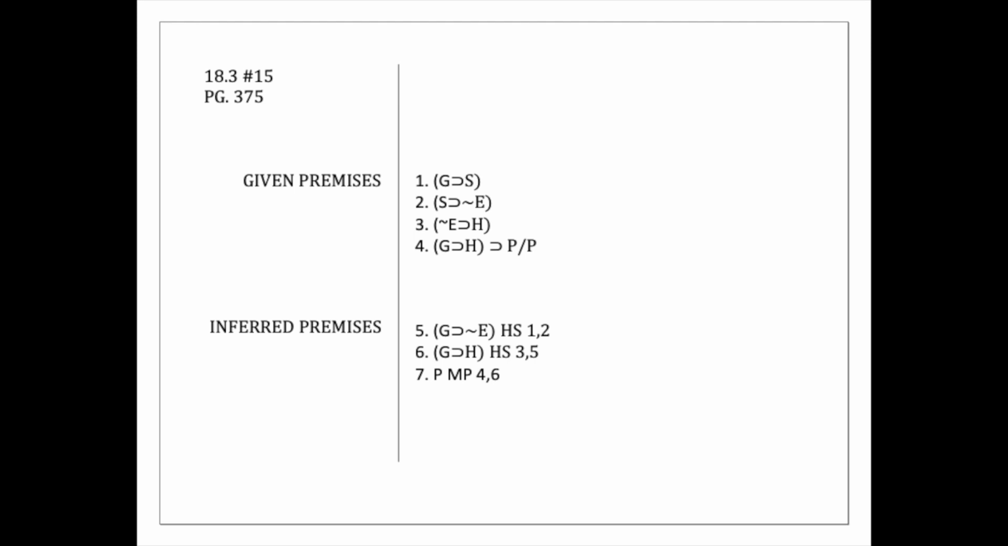Okay, let's go through the process of natural deduction with this argument. If you look at premises 1 and 2, you clearly have a hypothetical syllogism. If G, then S. If S, then not E. We can infer if G, then not E, hypothetical syllogism 1 and 2. Now, with this information, we can infer another hypothetical syllogism with premise 3. Premise 3 states, if not E, then H. And premise 5 states, if G, then not E. Here we can infer if G, then H, hypothetical syllogism 3 and 5. With premise 4 and premise 6, we can perform the modus ponens, complete the argument with the inferred premise P based on modus ponens 4 and 6, and there we go.